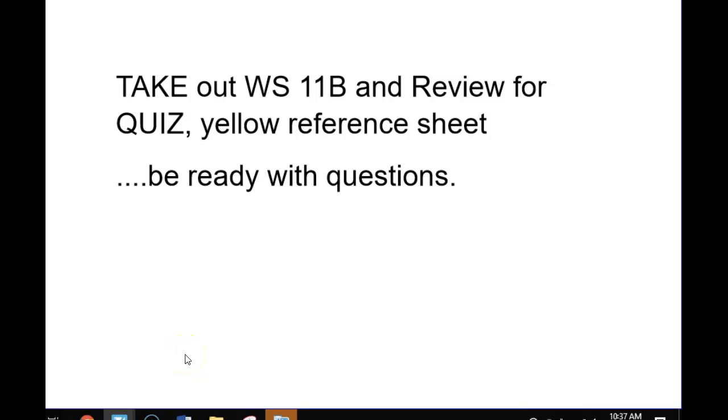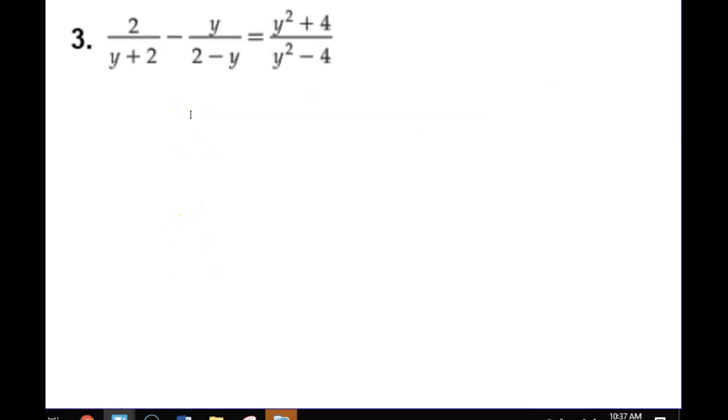Right, so we need to finish up the notes on rational equations. Ms. Abruzzo suggested we skip the word problem at the bottom of page 11, just so we have more time to review for the quiz, okay? We can maybe use it for a warm-up on Monday. All right, so this is number 3 on 11B.